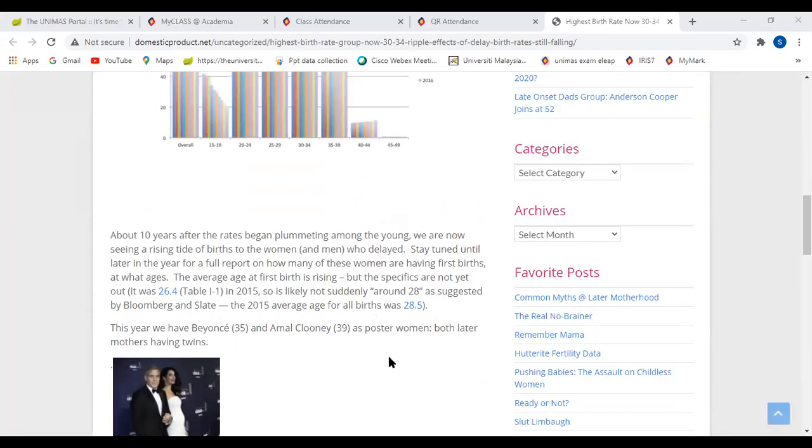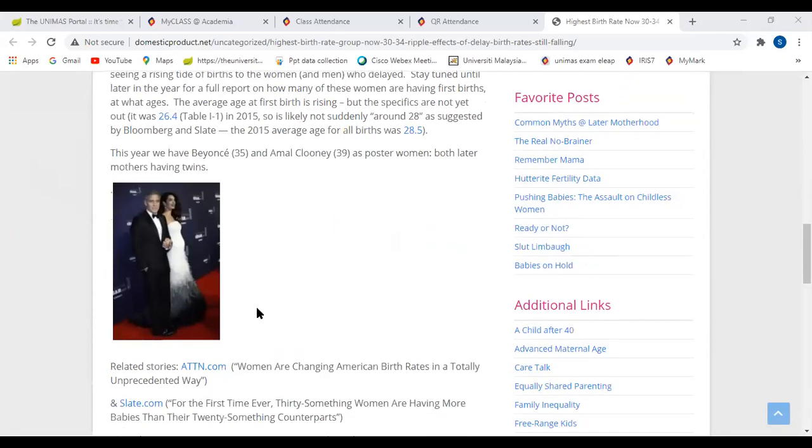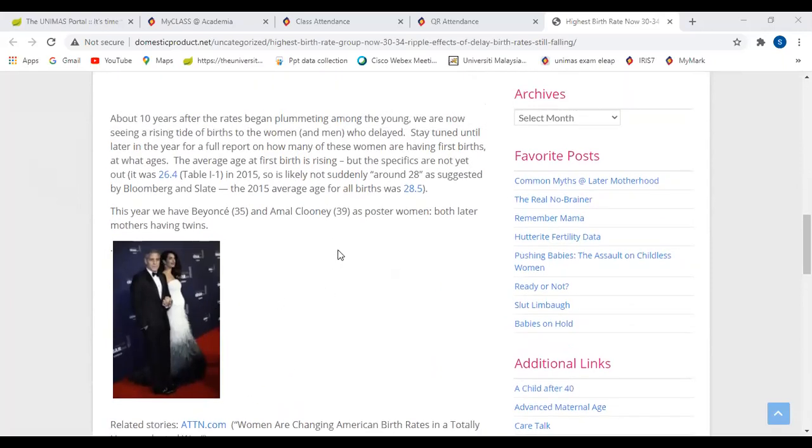Okay. You can relate to these two persons. I don't know if you know them. This is Clooney, an actor. And they were married just a few years ago. So this is just an example of a couple who probably will have children at a later age.